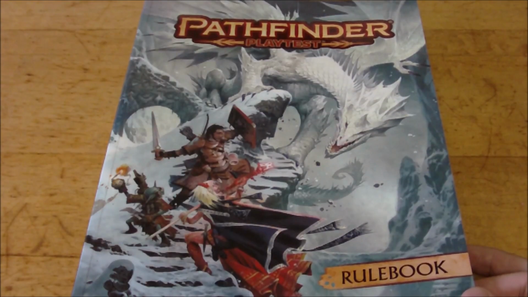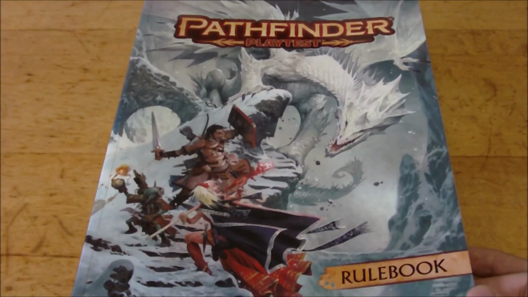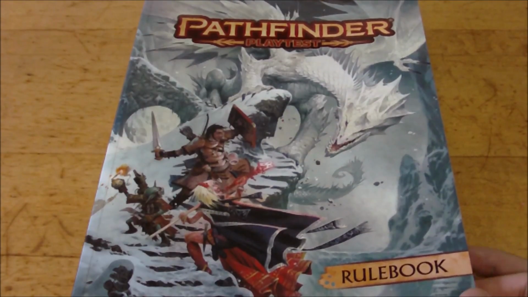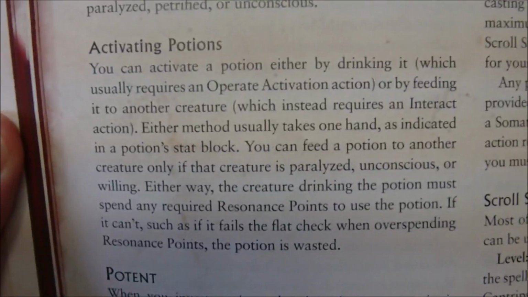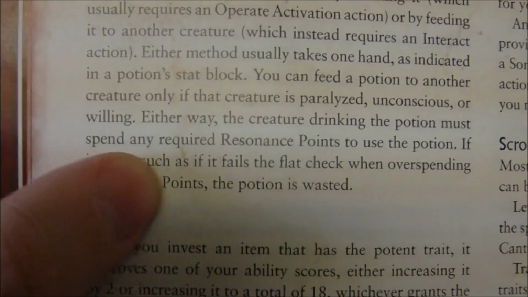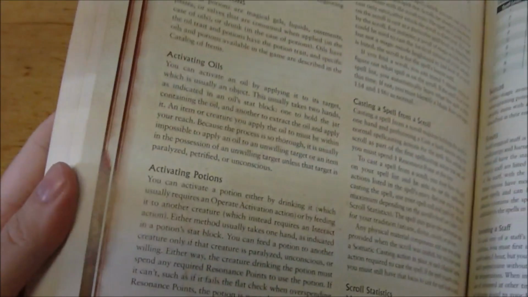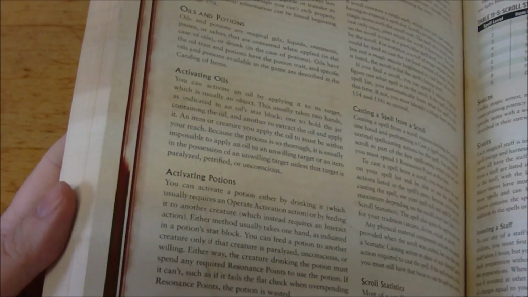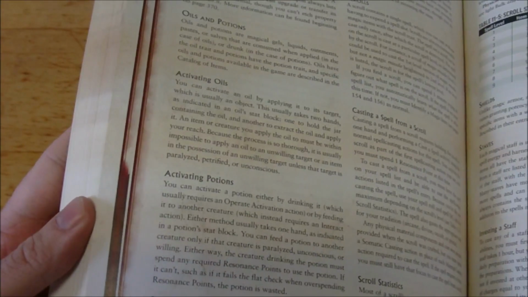So anyway, the issue that I have is that while I like the system, there's one aspect of it that I'm really not too keen on, and that is the fact that you have to spend resonance points to utilize potions in this game. As you can see here, it even mentions to spend any resonance points required to use the potion. If you can't, then they have to make a flat check. For the most part, very few potions specify that they don't require resonance.